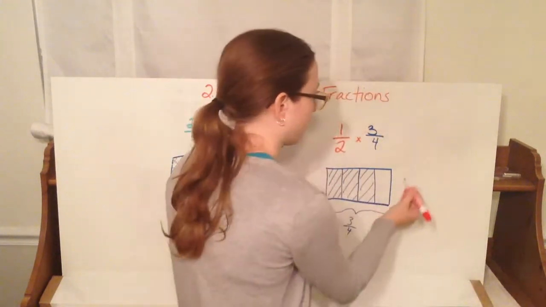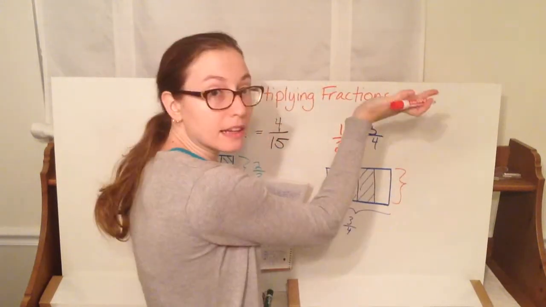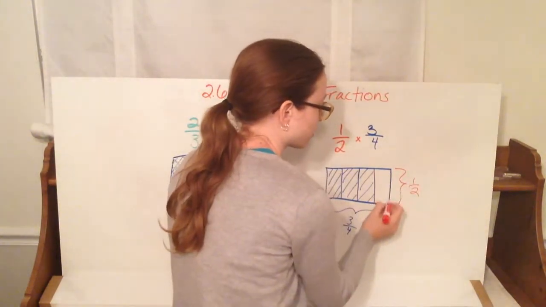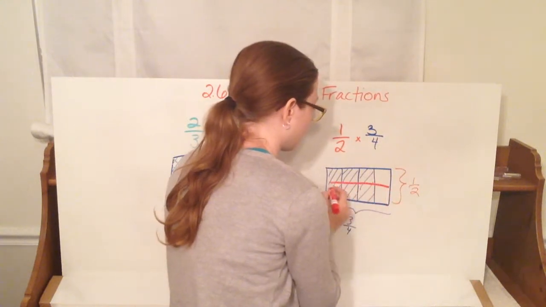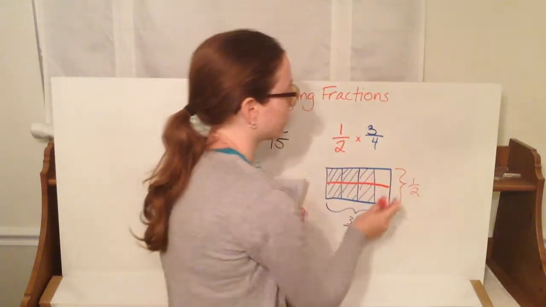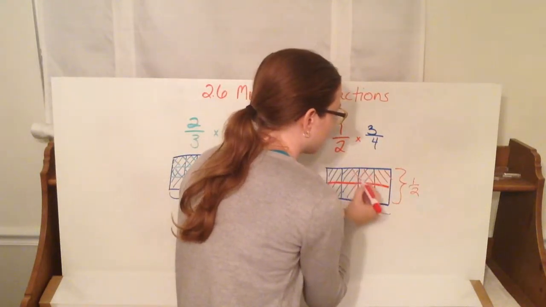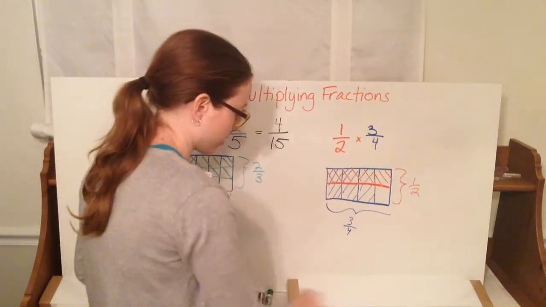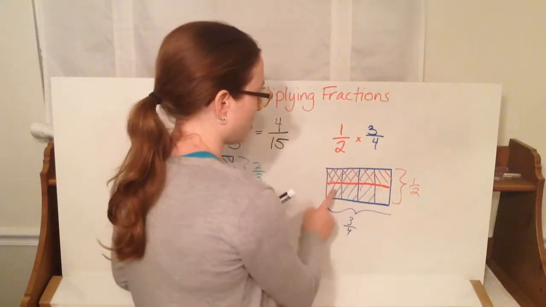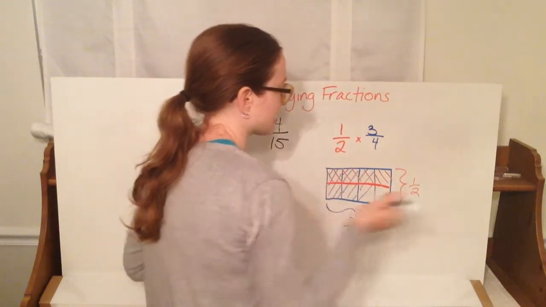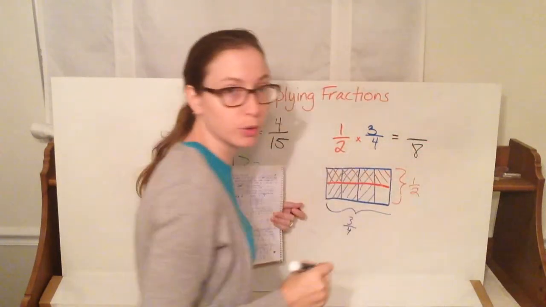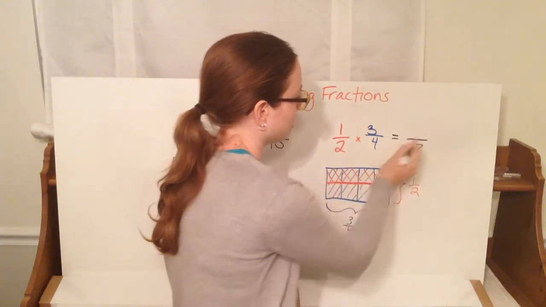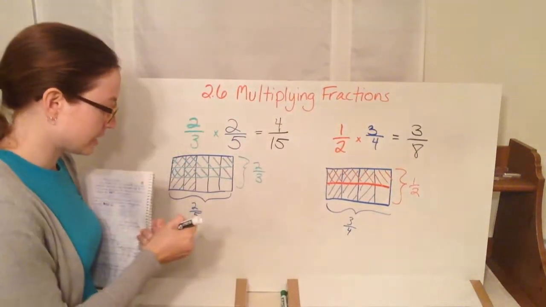But I want to take 1/2 of that. So along the side, horizontally, I'm going to take half. In order to split this in half horizontally, I could do that, and I'm taking one of these halves. How many pieces total are there now that I've done this multiplication? 1, 2, 3, 4, 5, 6, 7, 8. There's 8 total pieces. We know that the total number of pieces goes in the denominator. And how many are shaded from both fractions? 1, 2, 3.